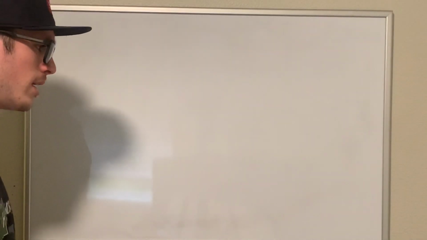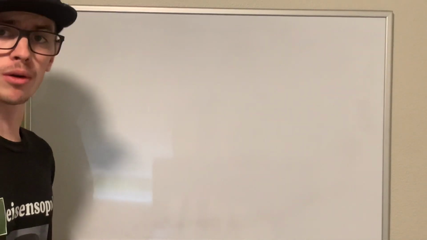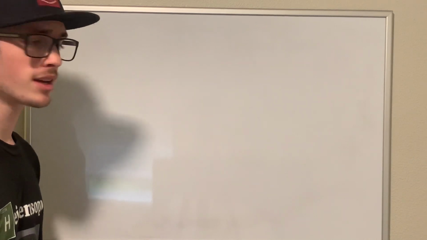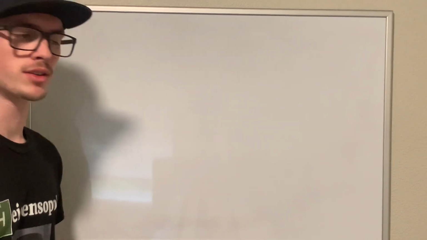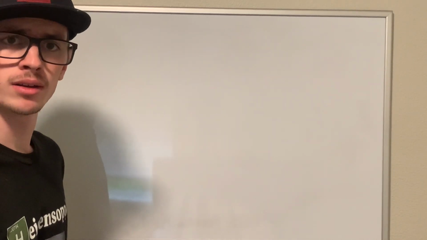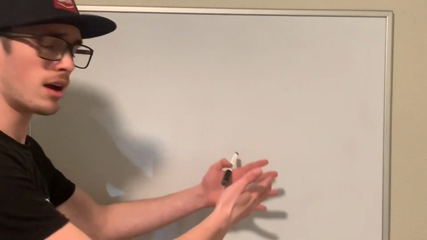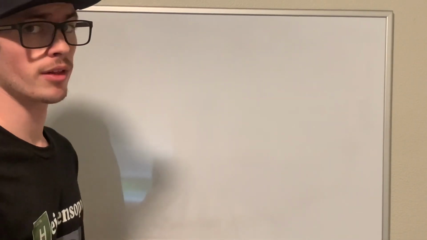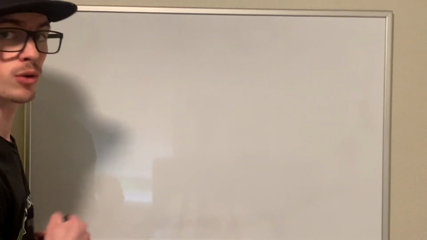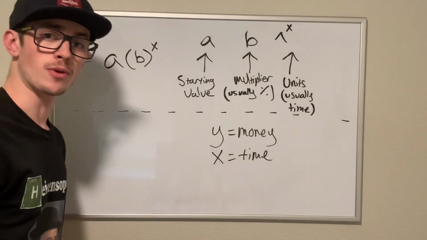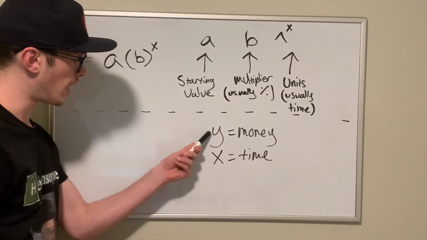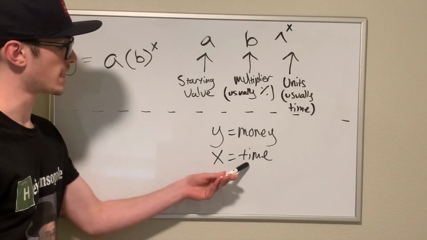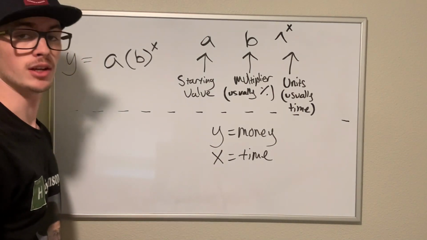But how do I even know if I can afford the gator? Because I only have $1,000 and I don't know how long it'll take to make my $1,000 into a $3,000 alligator. So we can figure that out using exponential equations like this. For our sake today, we're going to say that y is equal to money and x is equal to time, let's say in years.